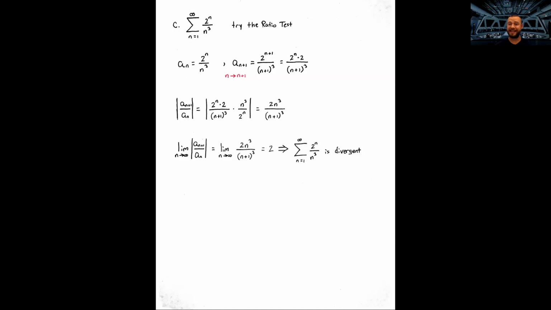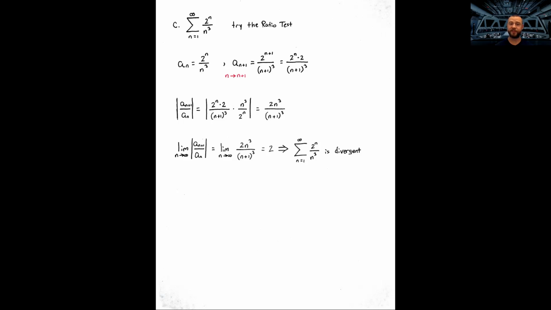Part C, we are again going to apply the ratio test. It's very similar to the last example. Our term a sub n is 2 to the n divided by n cubed, and it's the same kind of example again, same trick. You can replace in that numerator 2 to the n plus 1, rewrite that as 2 to the n times 2. Same thing here, when we divide, multiply by the reciprocal, and you should get a simplified ratio here of 2n cubed divided by n plus 1 cubed.